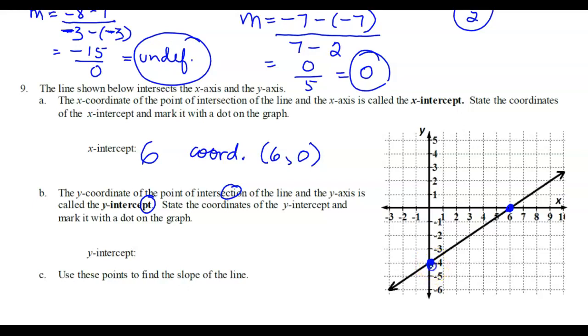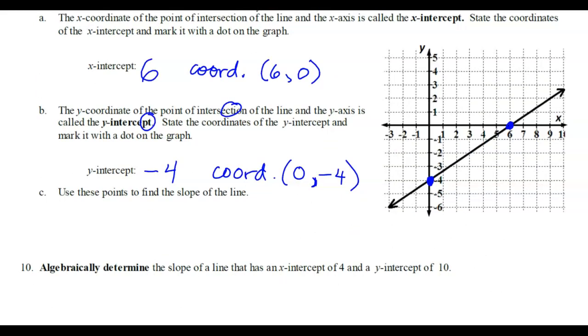In any case, the value there is -4, and then the coordinates of that point would be 0 for x, -4 for y. Sometimes students get those mixed up. They put the 0 in the wrong place. Now, it says use these points to find the slope of the line.